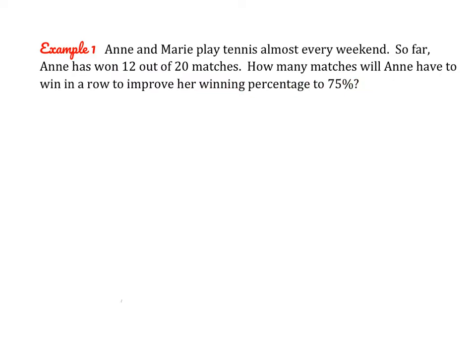So we're going to start with this one because it's a pretty basic percentage problem. So remember, the way you can calculate a percentage, like her win percentage, is you do the number of wins over the total number of matches. So currently, Anne is 12 for 20. So if you do 12 divided by 20, you get 0.6, which translates to a 60% winning average. So we want to know how many matches will Anne have to win in a row to improve her winning percentage to 75%. So let's define a variable.